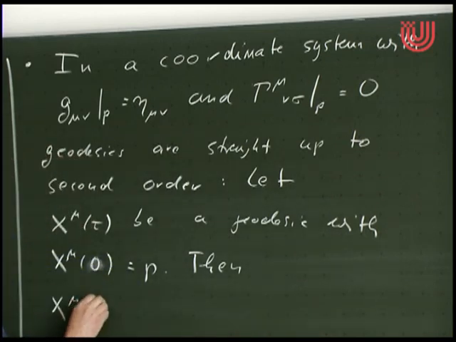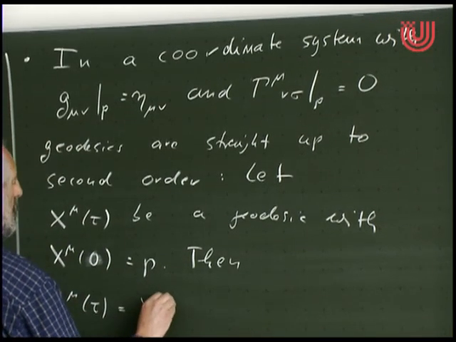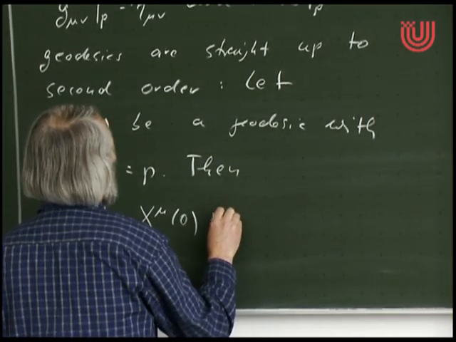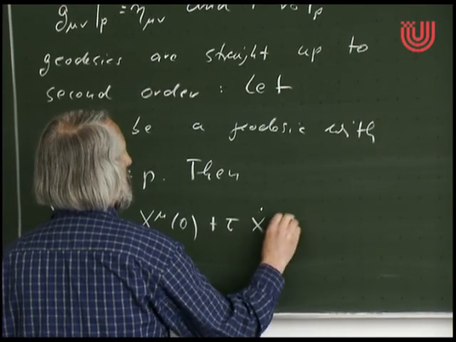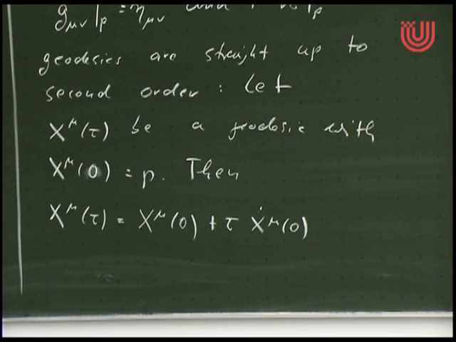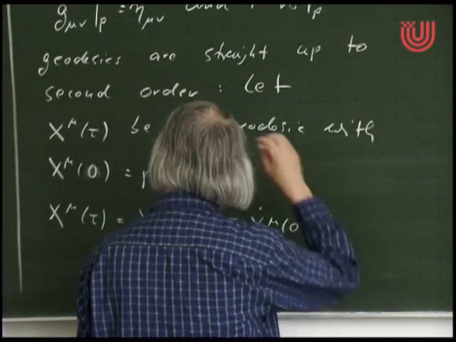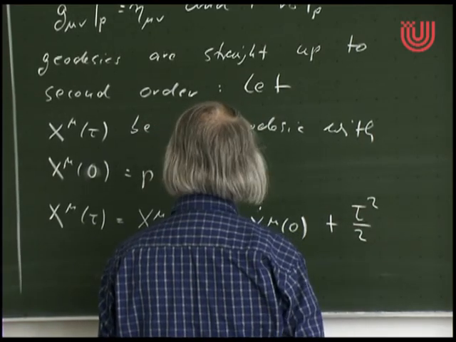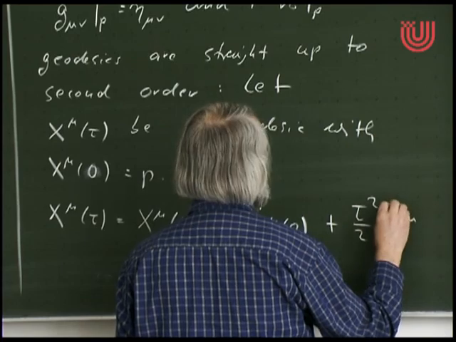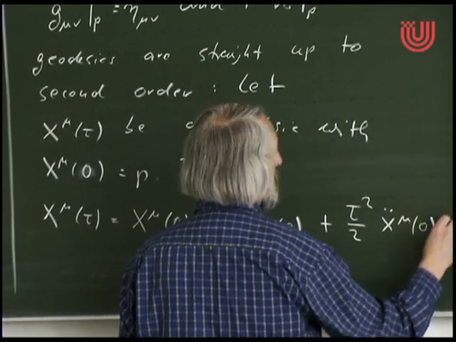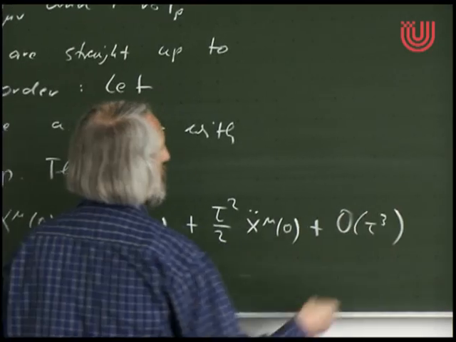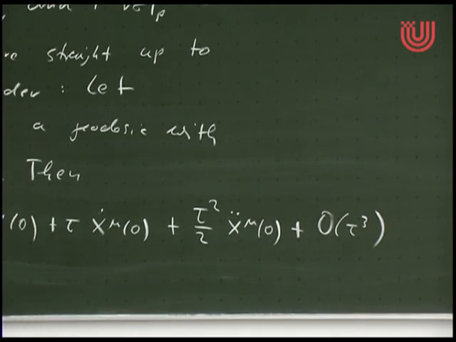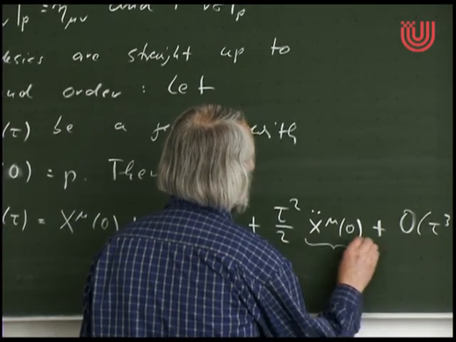We can write x^μ(τ) is what? It's x^μ(0). That's a 0th order approximation. Then plus τ x^μ dot of 0, plus τ squared over 2 x^μ double dot of 0, and then the terms of third and higher order. Okay, that's just a standard Taylor series expansion. And now we have a geodesic.